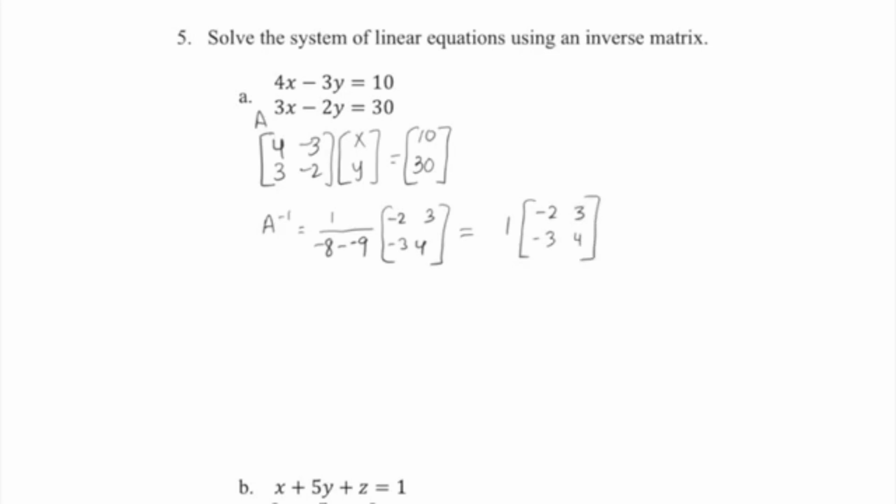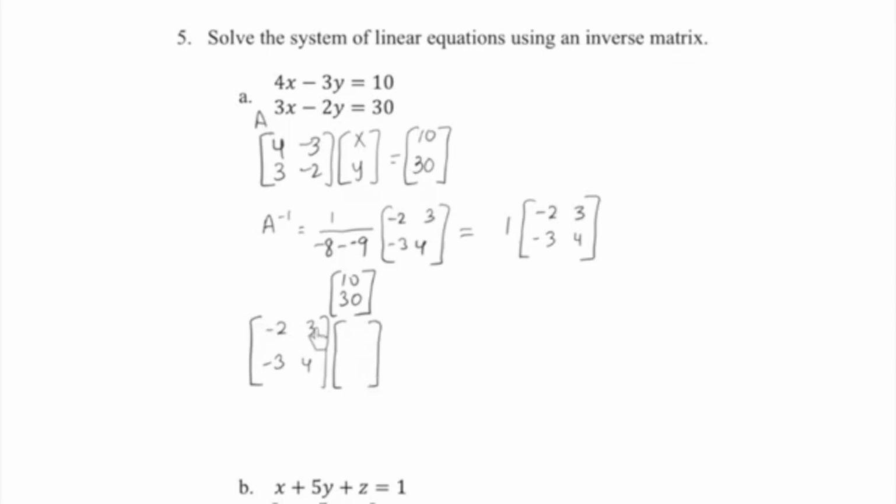So there's the inverse. What we do now is we take this inverse and multiply it here. If I multiply the inverse of a matrix to itself, those cancel out. So the next step is to take this inverse and multiply it on the left side of this matrix, and find the product right there.